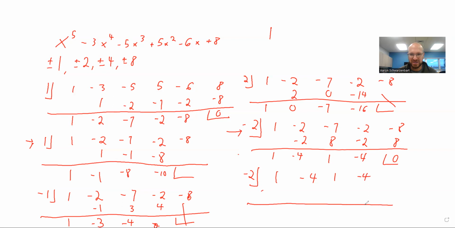I don't need to check anything that didn't work. Since 1 didn't work twice, I don't need to check it again. 1, negative 2 times 1 is negative 2, negative 6, 12, 13. No, not going to work. It's not a 0. I don't know why I wrote a 0 in there.